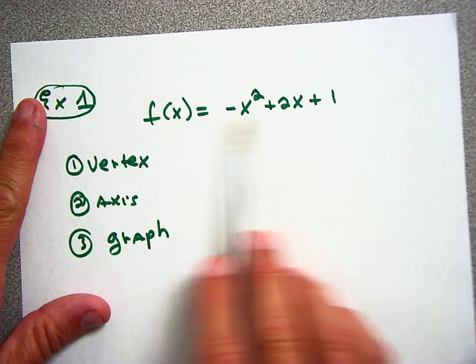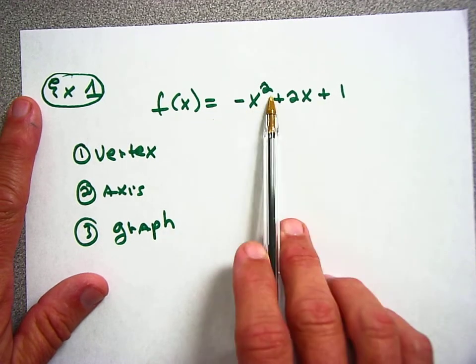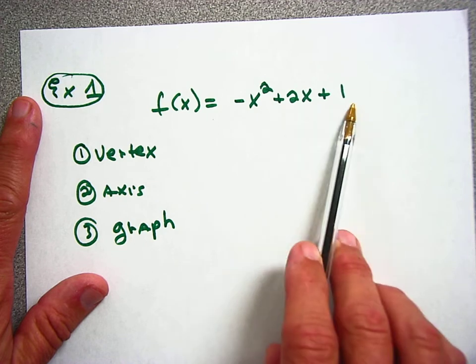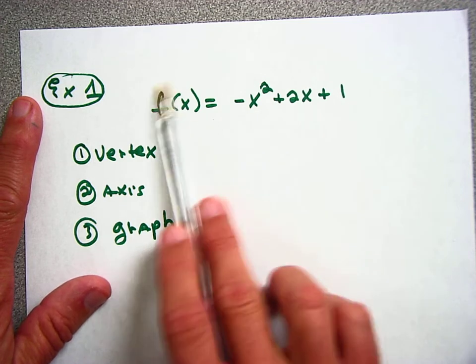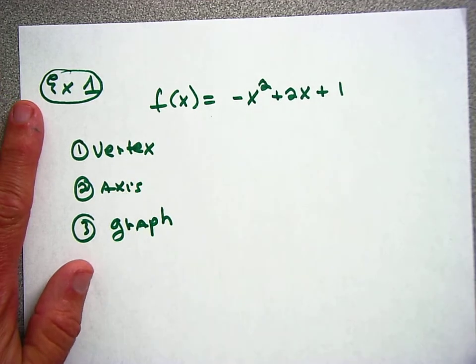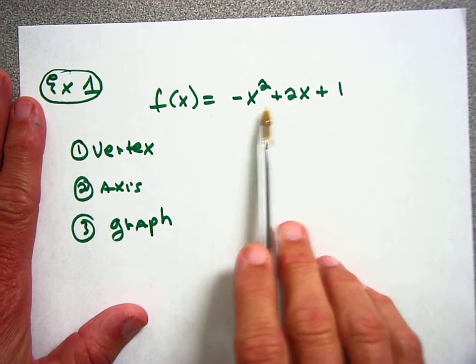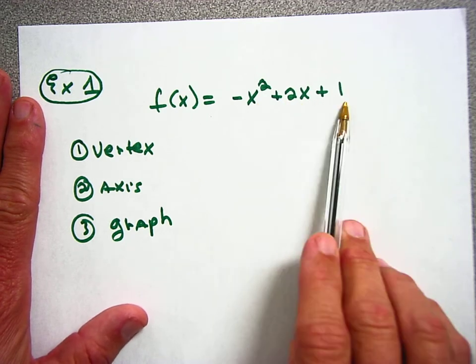They're going to give you the equation. This is f of x equals negative x squared, the opposite of x squared, plus 2x plus 1. Remember, you don't do anything with the f. The f is just the title. First thing they want is the vertex. This is in standard form. See how it's degree 2, degree 1, and then a constant.